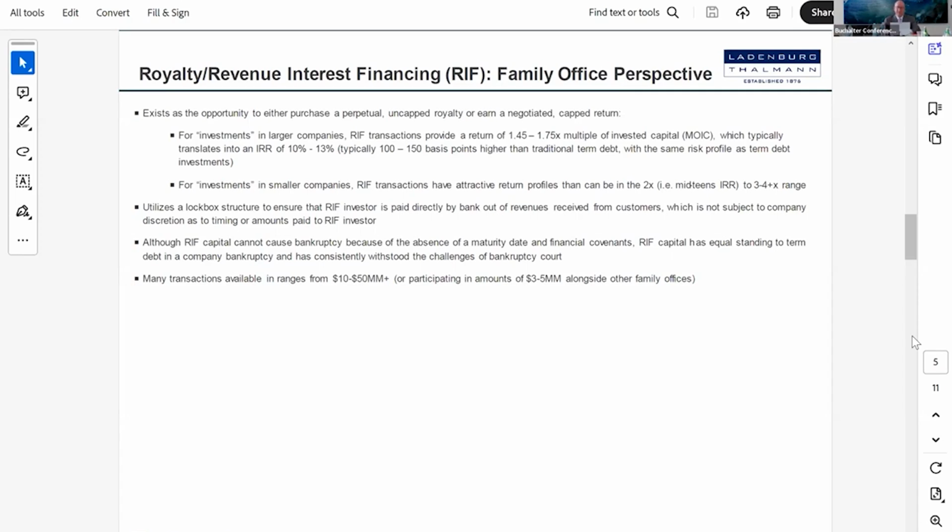So for family offices, again, as investors, there are lots of opportunities, not just in pharma and biotech and medical devices, but across all sorts of companies, lots of opportunities in the $10 to $50 million range for total transaction size. And depending upon the bite-sized investment for the family office, we can pool together a bunch of family offices, for example, to structure smaller transactions.